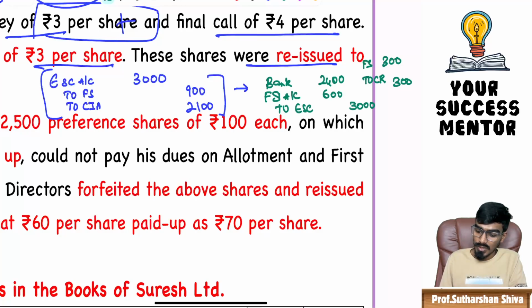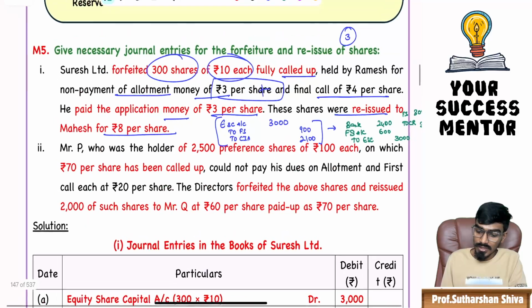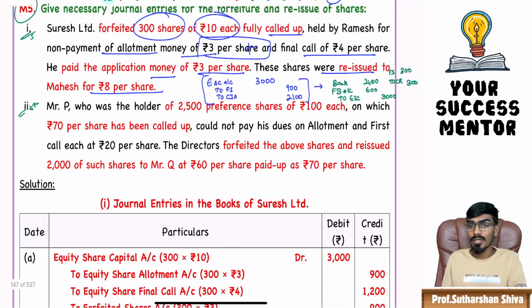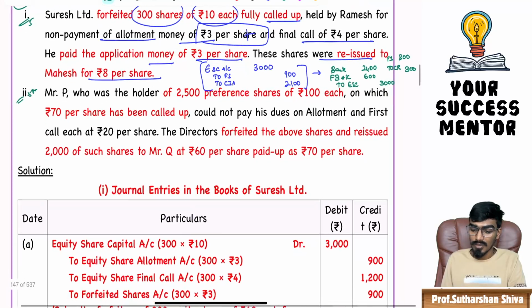Now come to the next part. This question they are tested for 10 marks. This is for 5 marks. This is for 5 marks. If in your examination this question is going to come, then you will be happily solving the question.